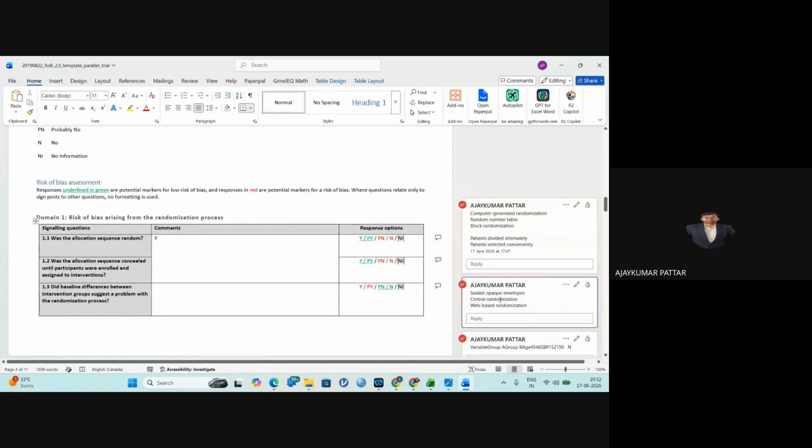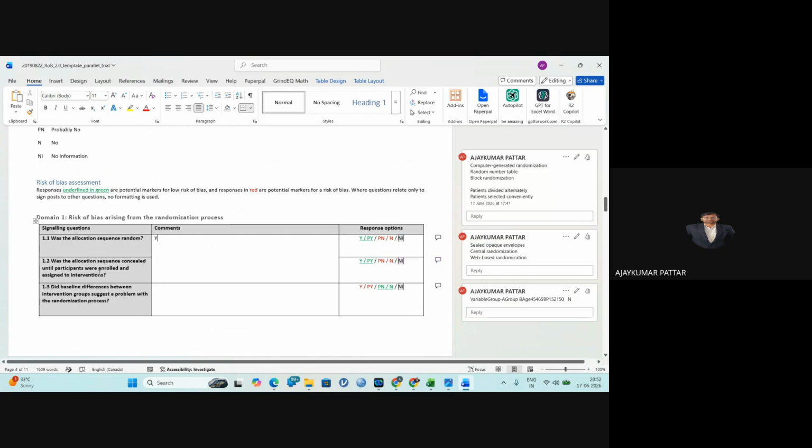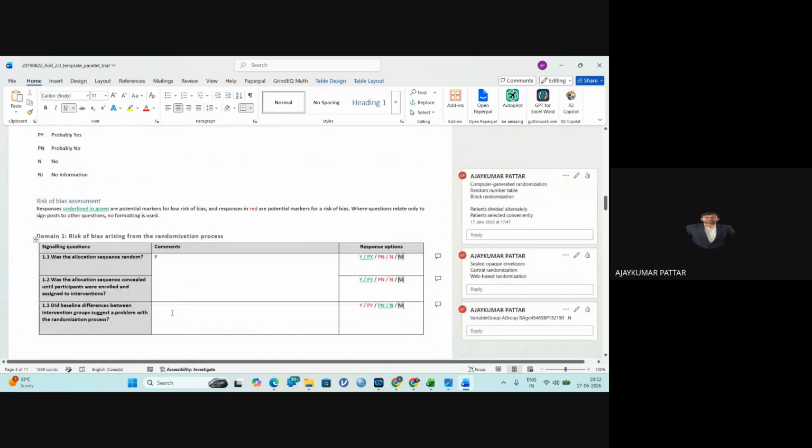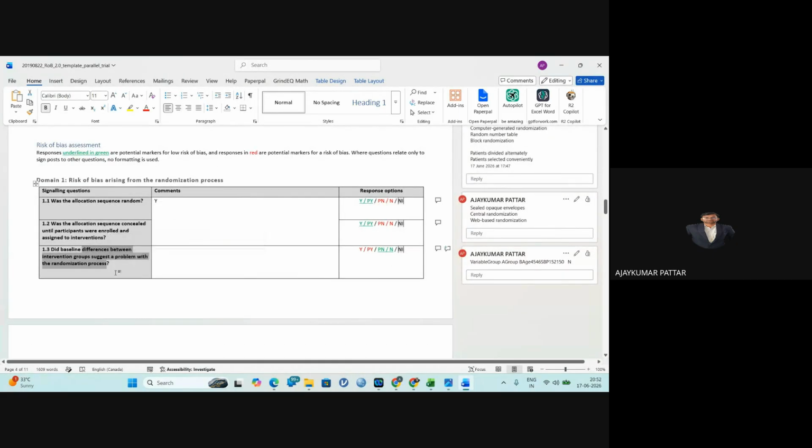Then, was the allocation sequence concealed until the participants were enrolled and assigned to intervention? So for that, whether they have made the allocation concealed by using opaque envelopes or central randomization or any other appropriate method for this allocation concealment, if you see that in the paper, then you can mention it as a Y. Yes, that means low risk.